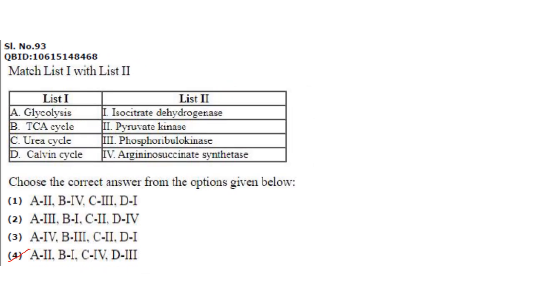Okay, various enzymes involved in these cycles. So in glycolysis, which enzyme is involved? Out of the given ones, it is pyruvate kinase, A2. In TCA cycle, it is isocitrate dehydrogenase. Urea cycle, it is argininosuccinate synthetase. And Calvin cycle, it is phosphoribulokinase. So the answer here will be A2, B1, C4 and D3.